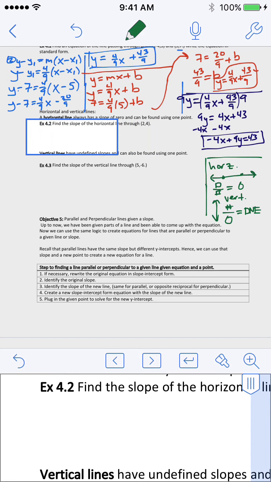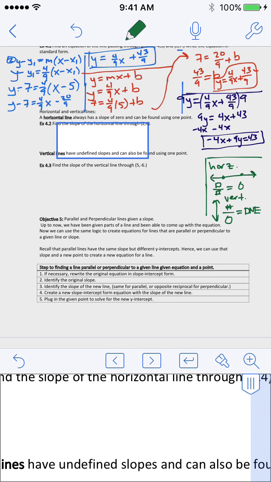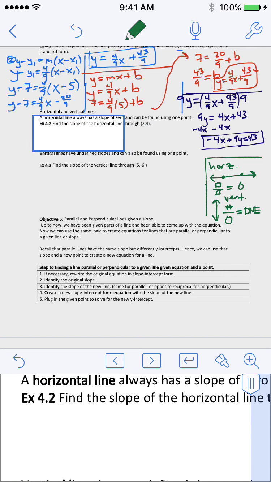Both of these are a little more conceptual than they are arithmetic. So you don't just solve for this with these guys. You've got to think about it. You've got to think about, okay, what am I looking at here? So let's go take a look at 4.2.